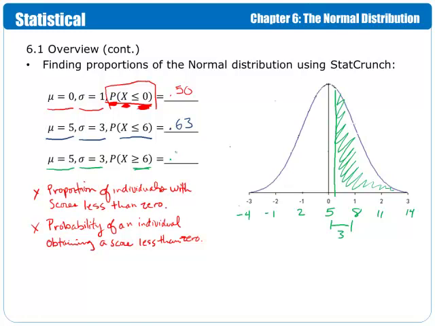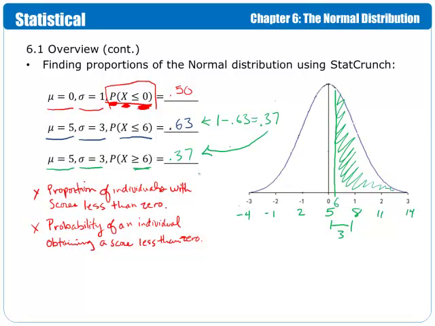So 0.37 is the result. Now the other way of looking at this is the fact that all of the area adds up to 1 or 100%. And so if we consider 0.63 as the area to the left of 6, then we could consider the area to the right of 6 to be everything but the 0.63. So 1, which is everything, minus 0.63 is going to equal 0.37, which is what we have right here.